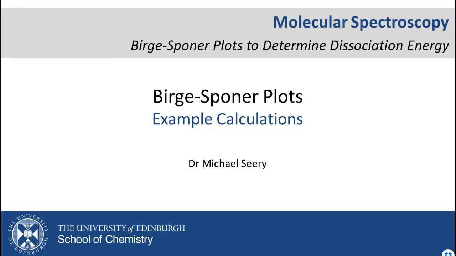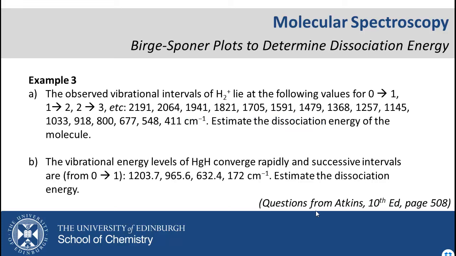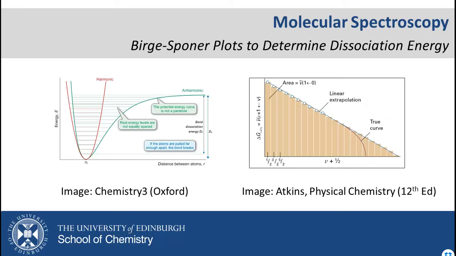In this short video, we will look at two example calculations using Birge Sponer plots to determine the dissociation energy of a molecule. Here are the two questions, both taken from Atkins. You will see in both cases we are given a series of vibrational transitions. You'll also notice, as we run through the series, that the values get smaller, as the differences between the vibrational states get smaller. The idea behind Birge Sponer plots is simple.